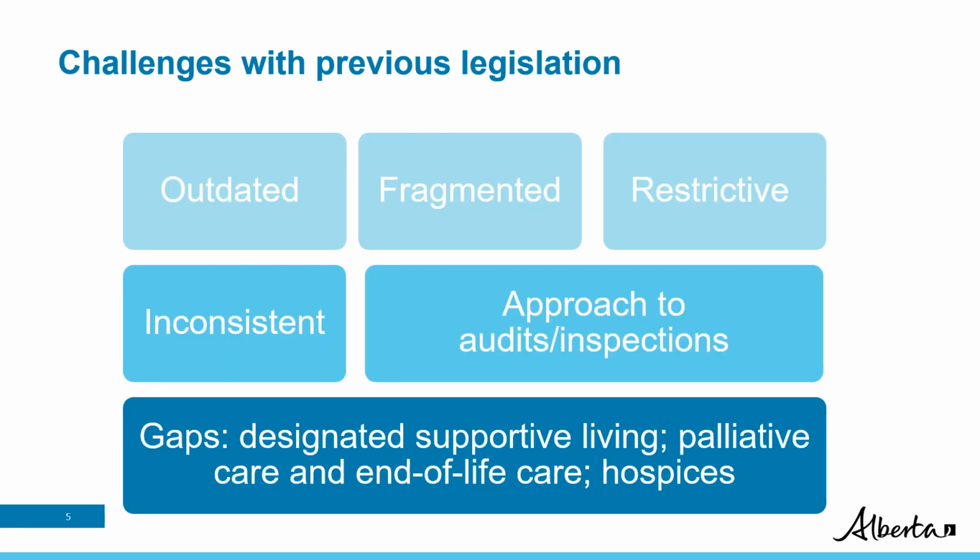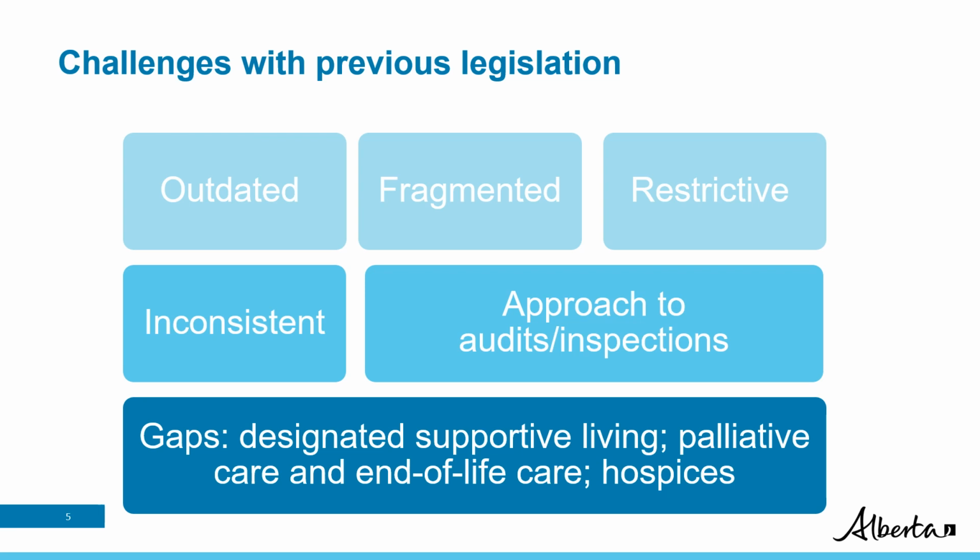A significant reason for the new continuing care legislation is to address gaps with the previous legislation. The previous legislation was complex, fragmented, and in many instances outdated. This may create barriers to implement shifts to transform the continuing care system to support Alberta's aging population. It was unclear what services were available in different settings and programs and who was responsible for the costs. Some settings were not reflected throughout the past legislation, for example, palliative and end-of-life care, designated supportive living.